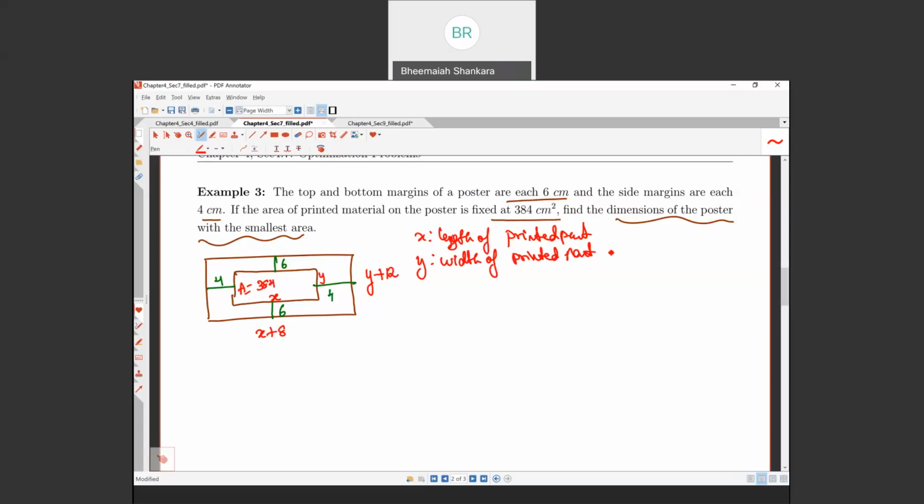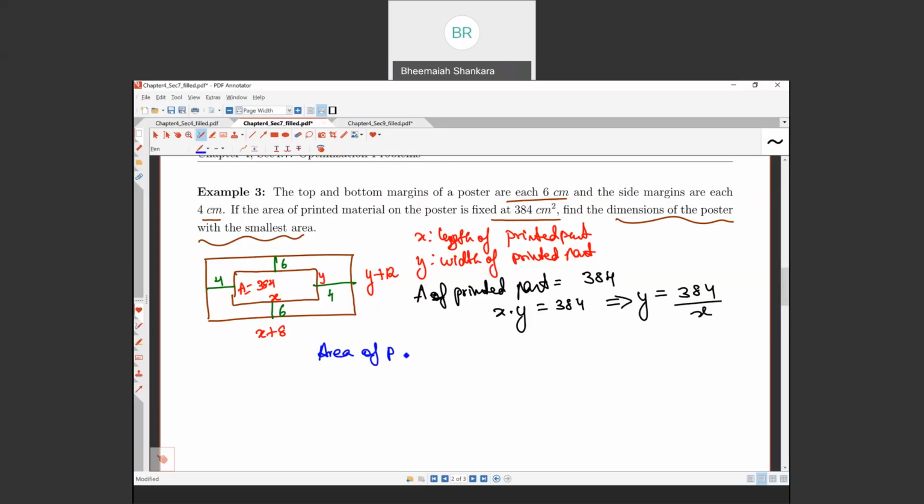In the next line you will write area of the printed part equal to 384. So you will write x times y equal to 384. You will also calculate the y expression value, which is 384 divided by x. Then you will write area of the poster.